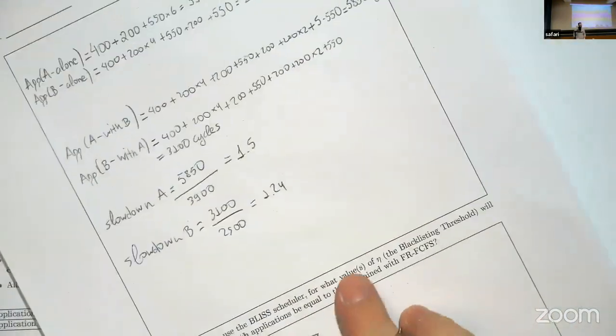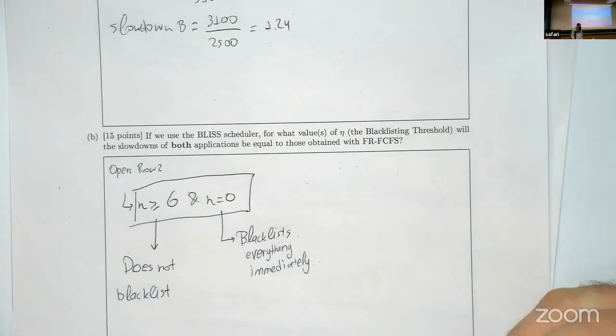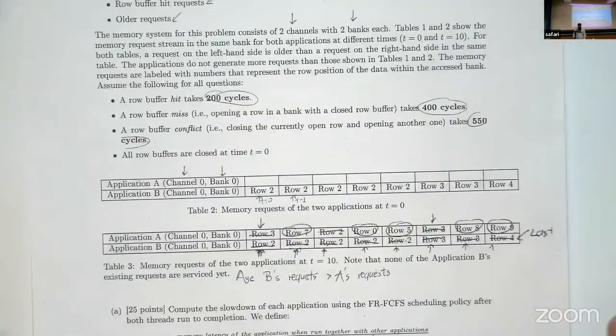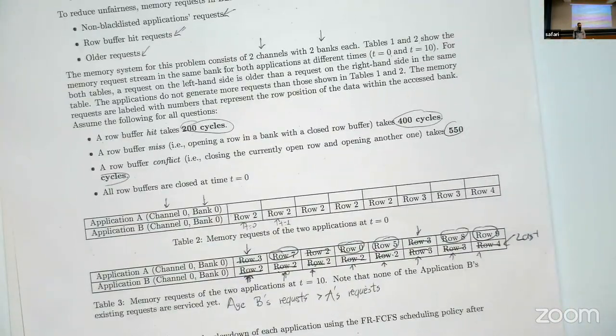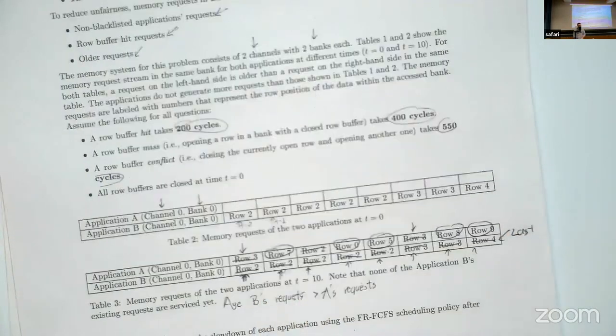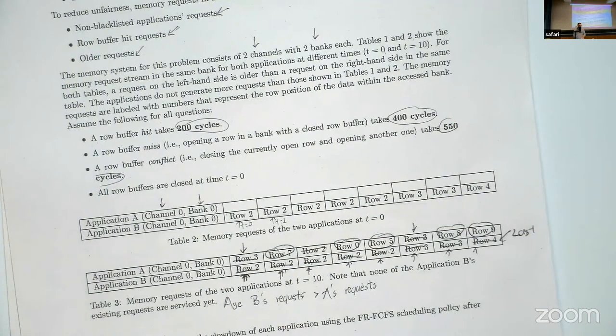Yeah. If n is equal to 1, wouldn't both also be blacklisted? Let's see. You want the same slowdown, right? That's the thing. If you do not assume that both are blacklisted, then you might start with application A first. But if at n equals 0, both are blacklisted, you start with B. That's why you need to guarantee the slowdown is the same. Okay. Is it clear? Yeah.